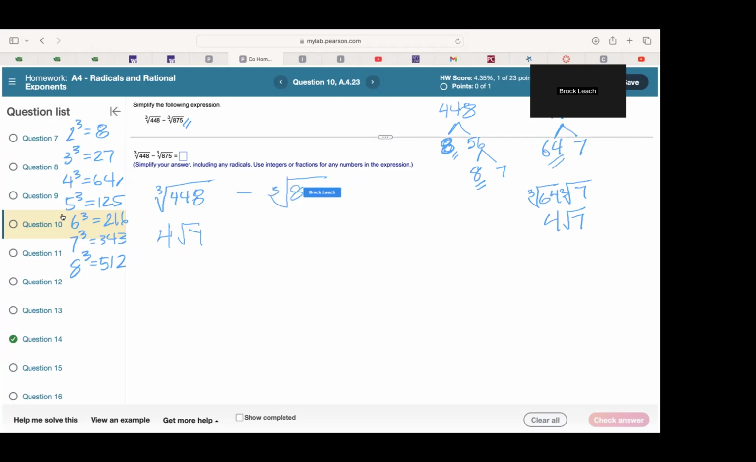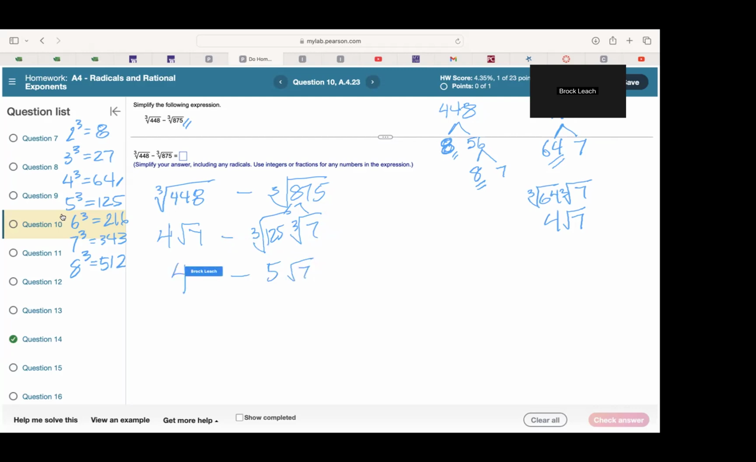What about 875? I suspect that 7 goes into 875. Why? Because I'm suspecting that I'm going to be left with another 7. Now, I don't know if it does. 875 divided by 7 is 125. So this can be broken up into the cube root of 125 and cube root of 7, leaving me with 5 cube roots of 7.